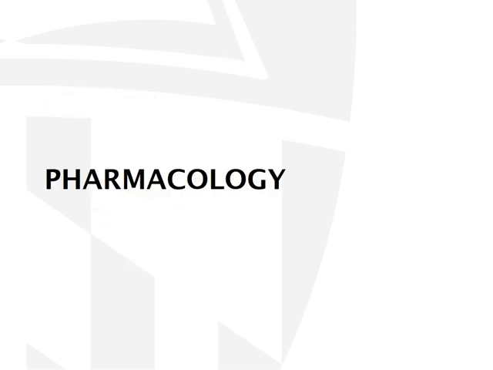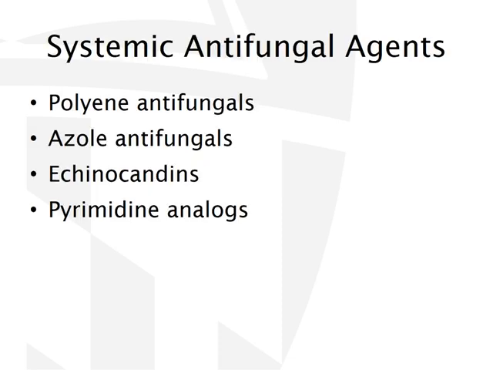So let's get into the pharmacology. There are 4 drug classes that we're going to talk about. The 4 drug classes are the polyene antifungals, the azole antifungals, the echinocandins, and the pyrimidine analogs. By far, you will see the first 2 much more commonly in practice than the last 2, but all 4 of these are included in your NCLEX preparation materials, so we are going to talk about all 4.